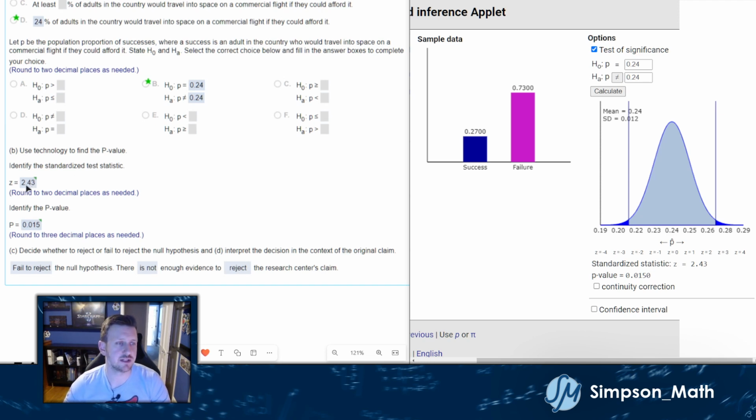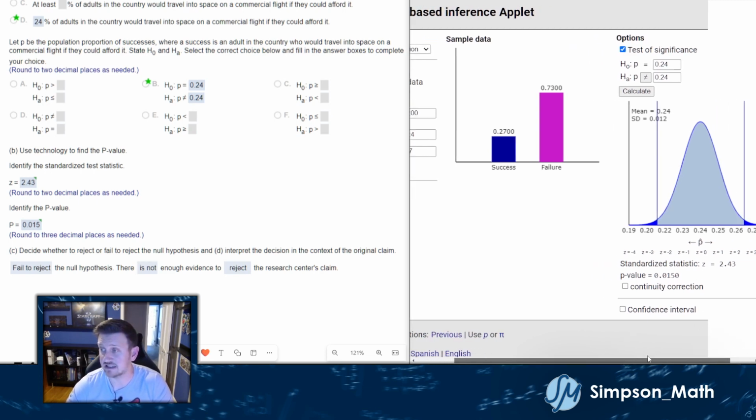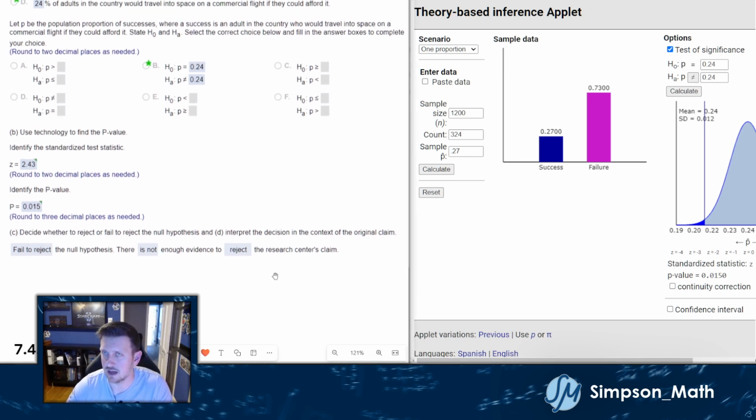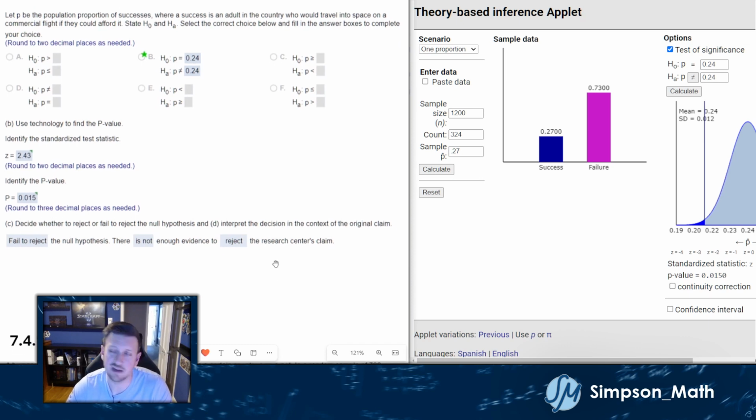So here's our z-score of 2.43 and a p-value of 0.015, which is exactly what our applet gives us. Notice how that's nice, quick, and pretty painless. Let's take a look at the conclusion here. They're a lot less wordy than what I had us write down a second ago. I really like what I have, of course, but we'll just get by with what this says here. Let's try to make sense of this.